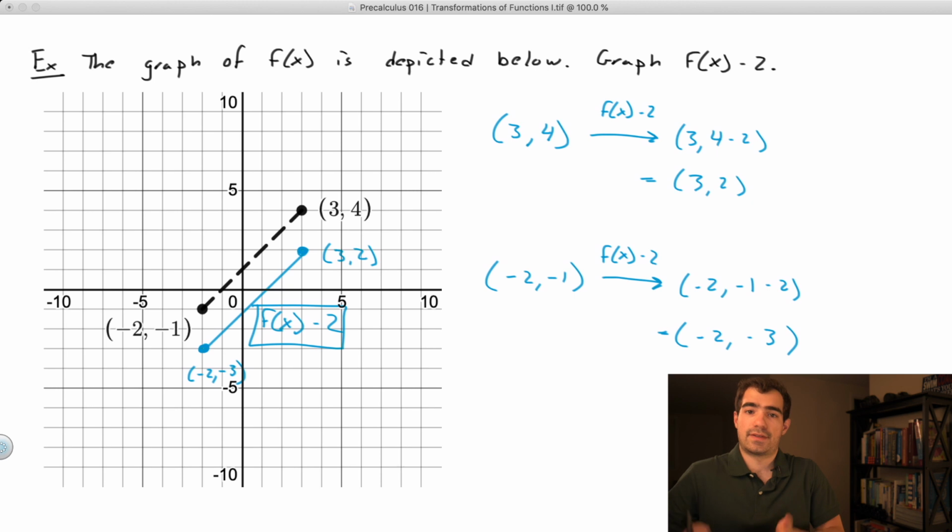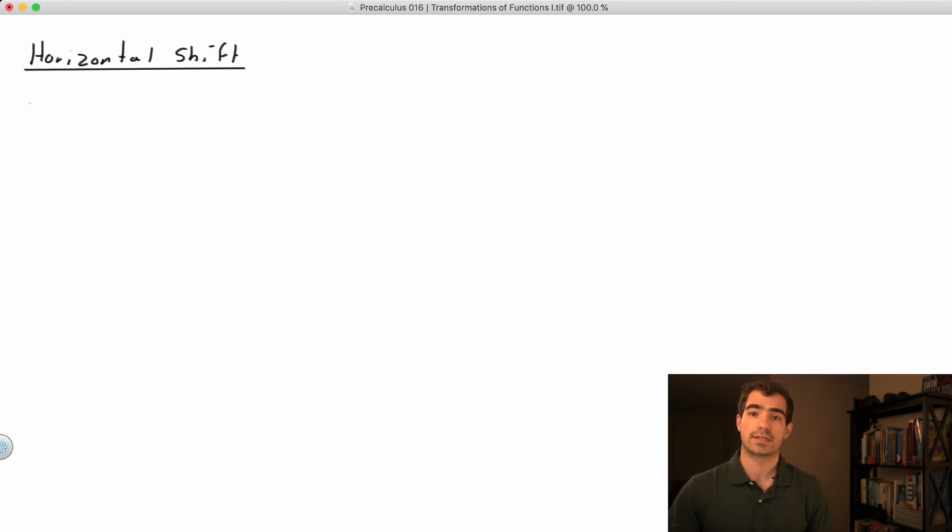Now, if we can shift everything up and down, if we can shift everything vertically, it's probably fair to assume that we can also shift everything left to right. We can also shift horizontally, and that is going to be the case. The horizontal shift will work similarly.